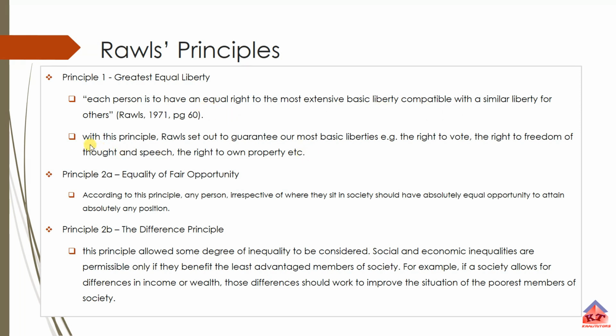Okay, with this principle, Rawls set out to guarantee our most basic liberties. An example is the right to vote, the right to freedom of thought and speech, the right to own private property. As we proceed, we are going to use this principle to assess our society using the example of the children working in cobalt mines and tech billionaires.